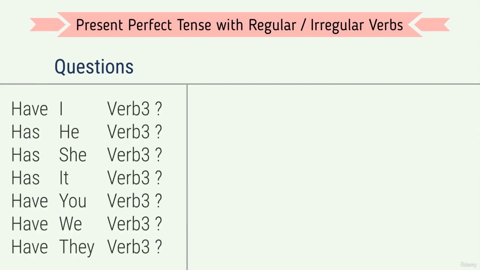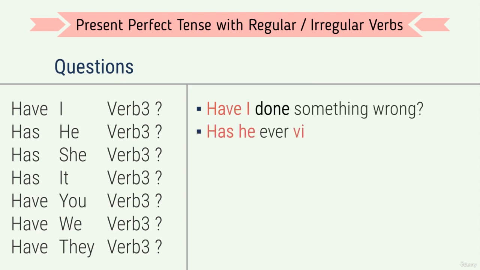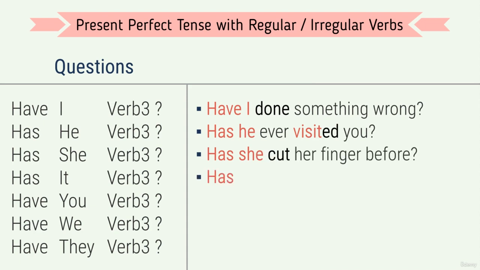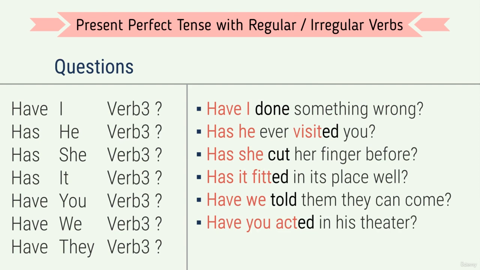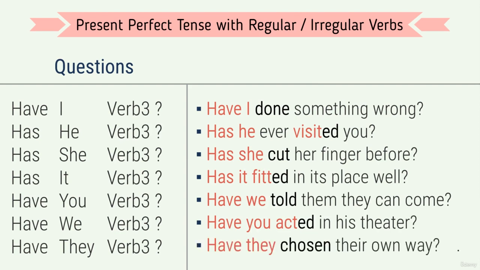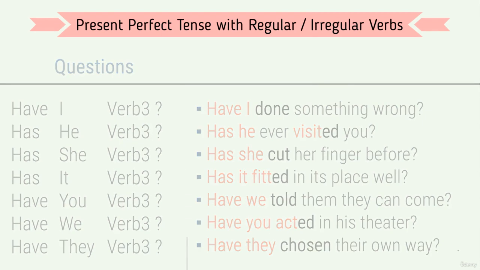For example, have I done something wrong? Has he ever visited you? Has she cut her finger before? Has it fitted in its place well? Have we told them they can come? Have you acted in his theater? And have they chosen their own way?